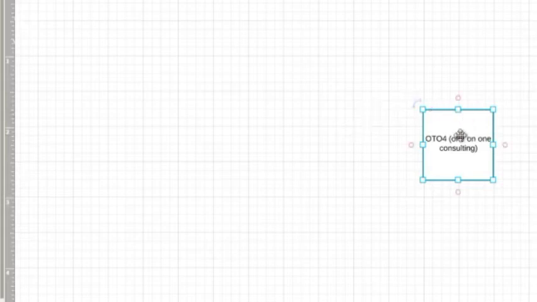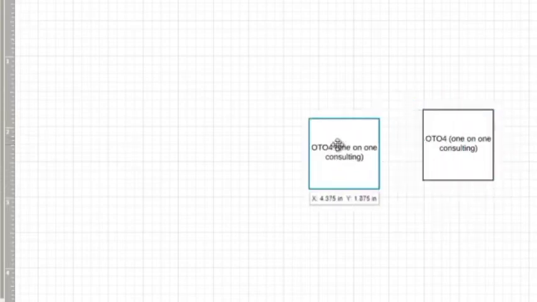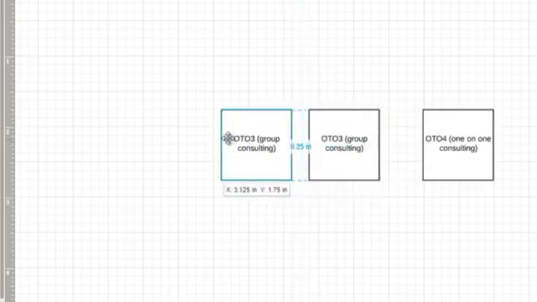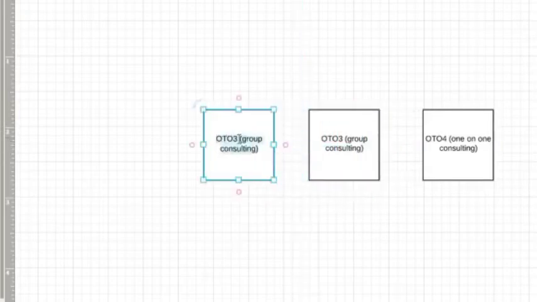So one-on-one consulting, and then what you do, like I said earlier, is you move back. So you copy that, and essentially the OTO3 is going to be a portion of the one-on-one consulting. So like I said, group consulting. What is the next best thing, right? If somebody can't afford one-on-one consulting, group consulting is the next best thing. So then we move back again. So OTO2.